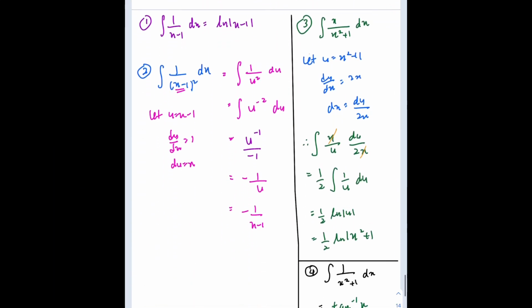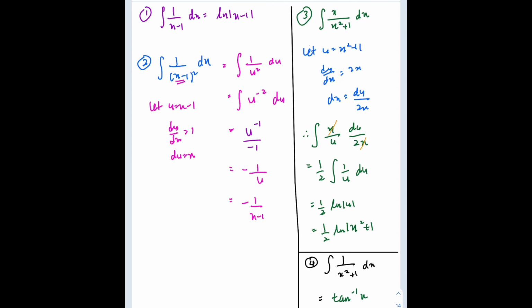For number 1, integrate 1 over x minus 1 dx. This is just ln modulus x minus 1. This is very simple. Now let's see the second one, integrate 1 over x minus 1 squared dx. So let's use u substitution. Let u be equal to x minus 1. du over dx is 1, therefore du is equal to dx. So let's solve this. Integrate 1 over u squared du.